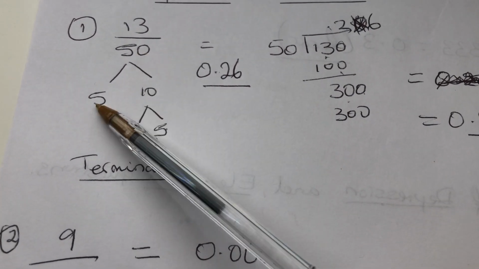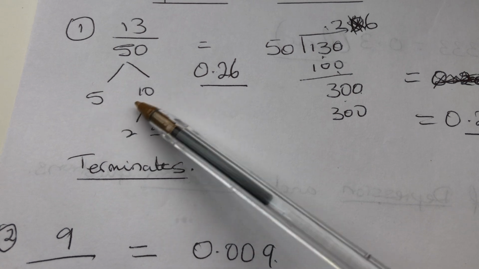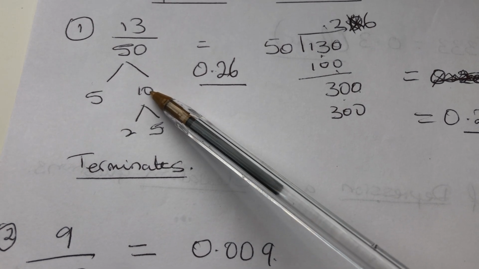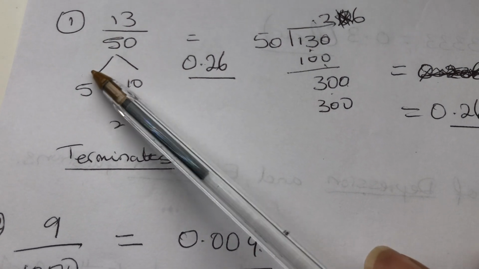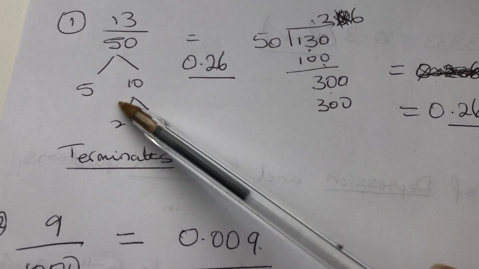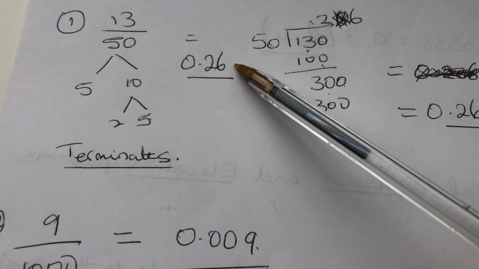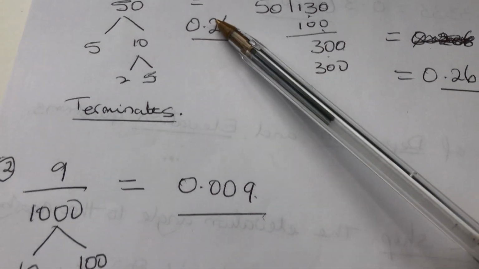Now, 50 can be broken down as 5 and 10, that is 10, 2, and 5. So because of the prime factors of 2 and 5, it is going to terminate.